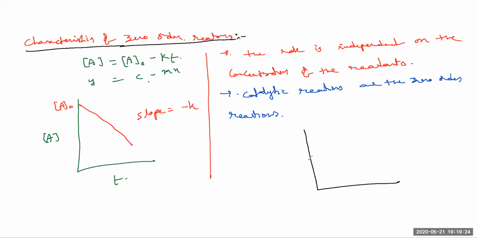This is the rate and this is the concentration. So it doesn't depend. It forms a linear curve along with the concentration. Take this one.